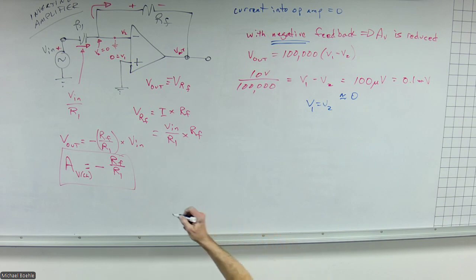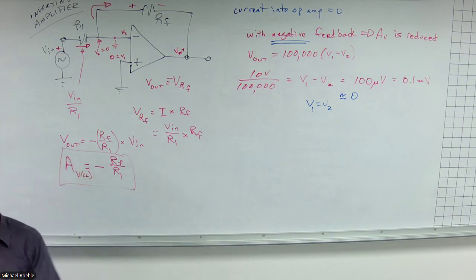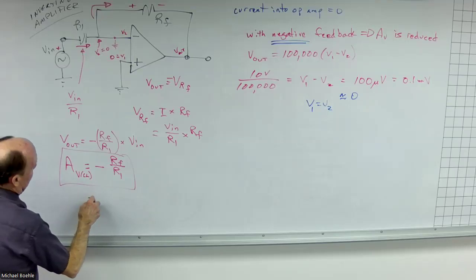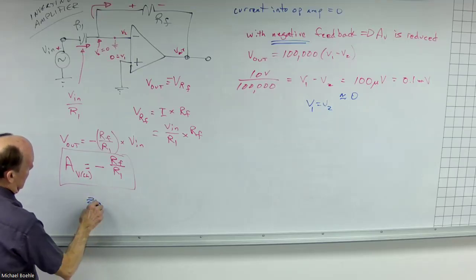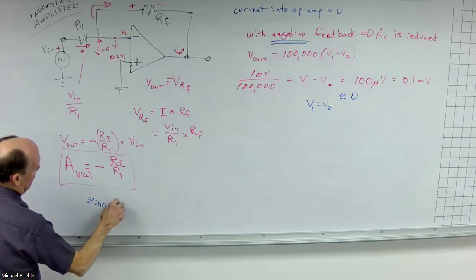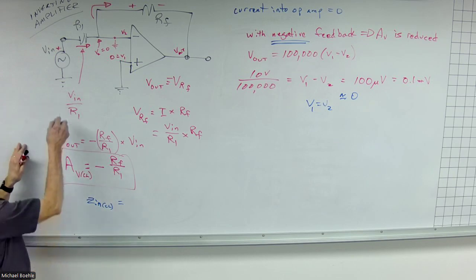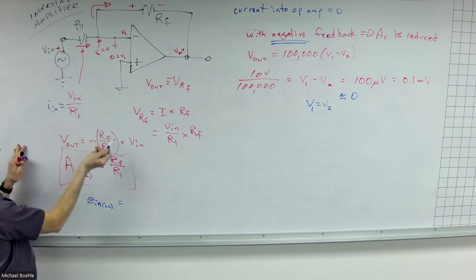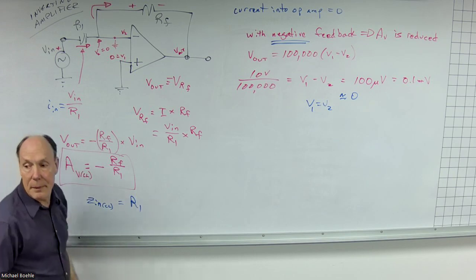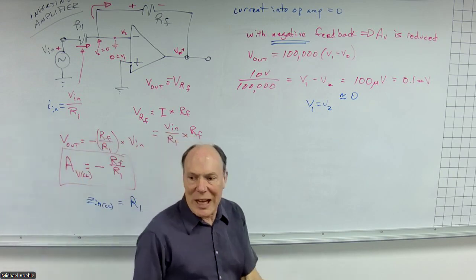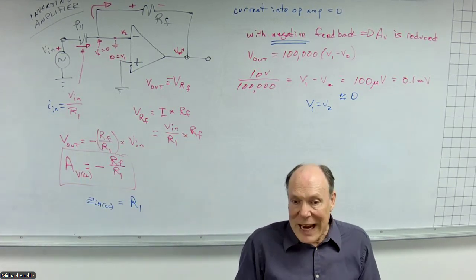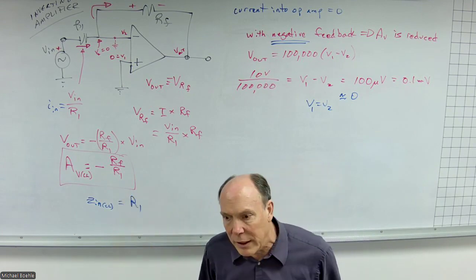Now, a few other factors, right? When we look at amplifiers, there's lots of things we like to look at. The input impedance, closed loop. Well, essentially, what is the input voltage divided by the input current? Well, it is simply equal to R1. So by the selection of R1, you are selecting the input impedance of this circuit.